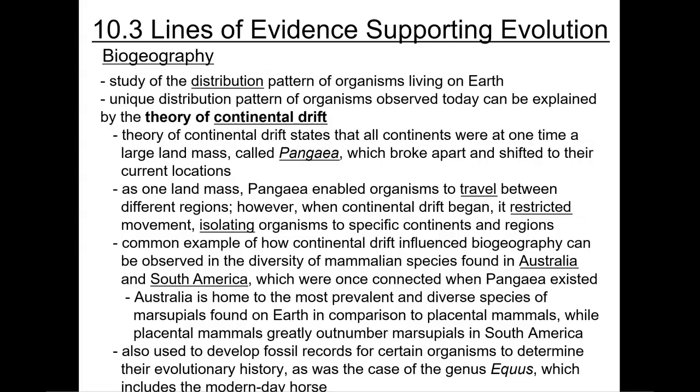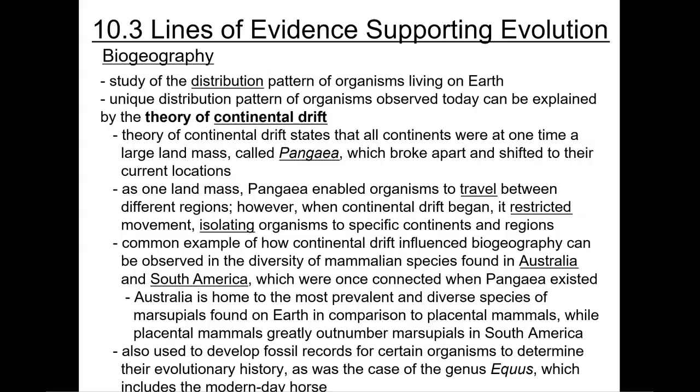As one landmass, Pangaea enabled organisms to travel between different regions. However, when continental drift began, it started to restrict movement, and this isolated organisms to specific continents and regions. A common example of how continental drift influenced biogeography can be observed in the diversity of mammalian species found in Australia and South America, which were once connected when Pangaea existed. So Australia is going to be home to the most prevalent and diverse species of marsupials found on Earth in comparison to placental mammals, while placental mammals greatly outnumber marsupials in South America.